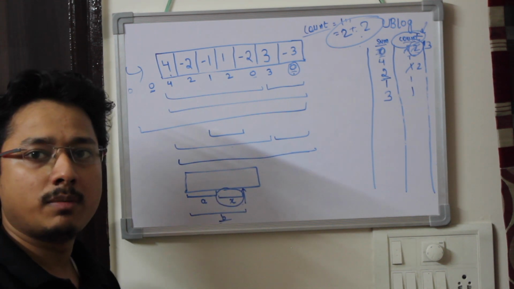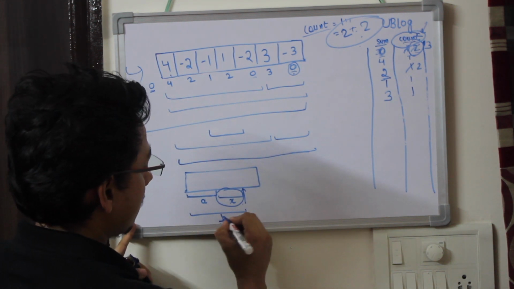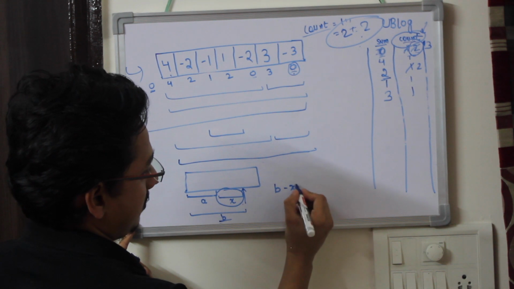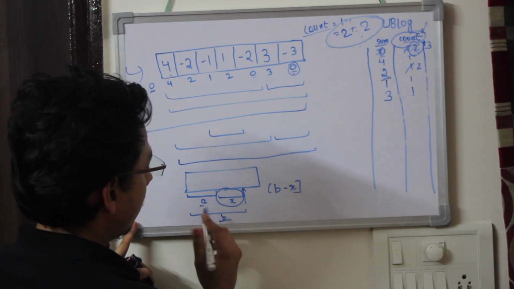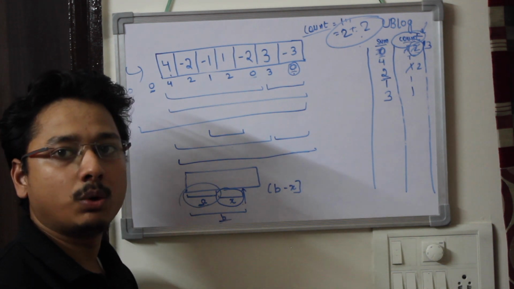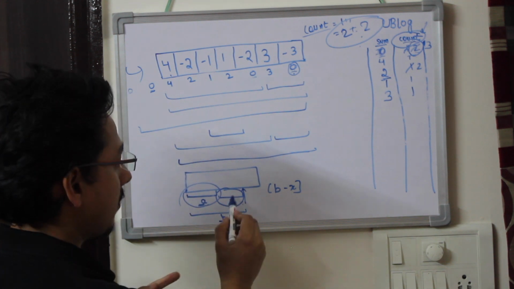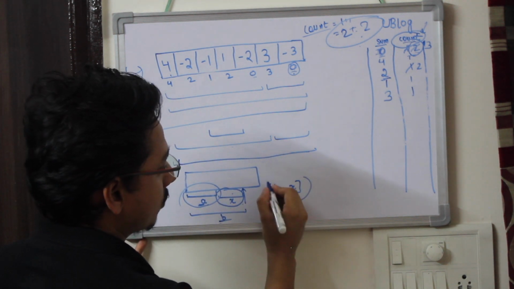So there is a possibility of a subarray with sum x only if there exist one or multiple subarrays with sum b minus x, that is a. So if there are one or more subarrays with sum a, I can definitely assure that there are subarrays in my array with sum x. So that's how we derive the solution.